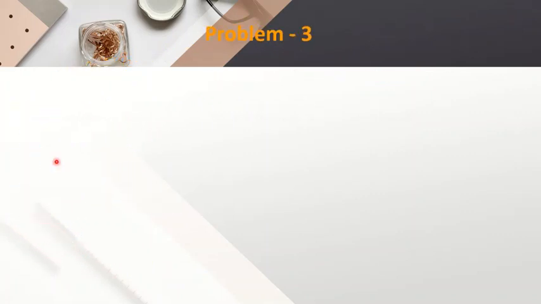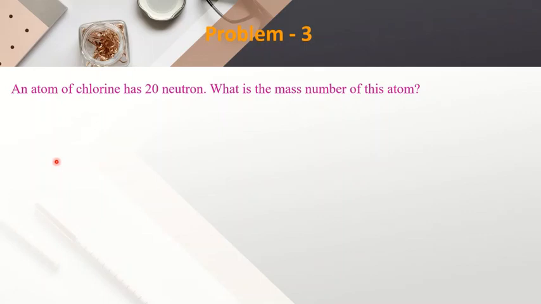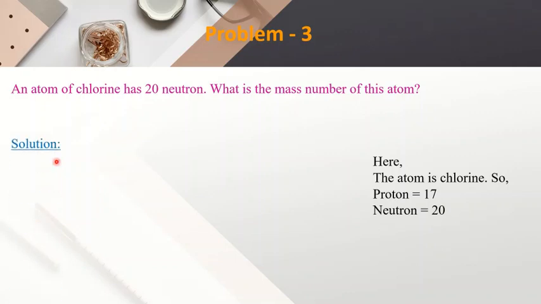Now problem 3. An atom of chlorine has 20 neutron. What is the mass number of this atom? The atom is told here that it is chlorine. So it has 17 proton because the atomic number of chlorine is 17. So here the atom is chlorine, so its proton number is 17 and it has 20 neutron. So mass number is proton number plus neutron number. So it becomes 17 plus 20, that is 37.